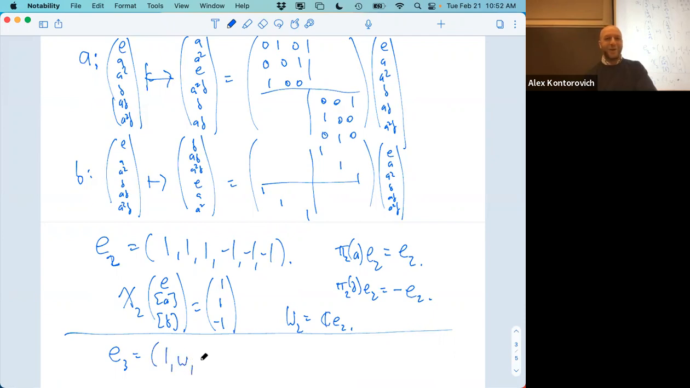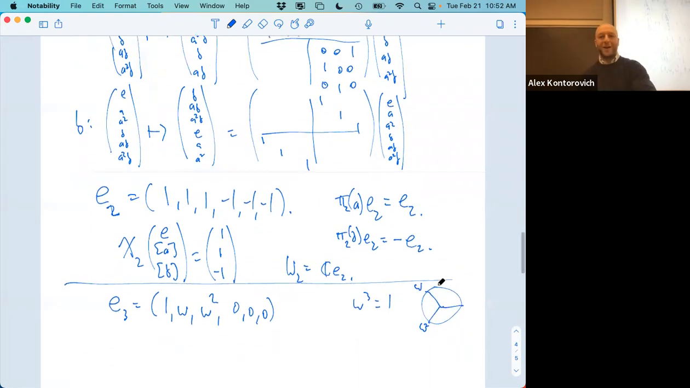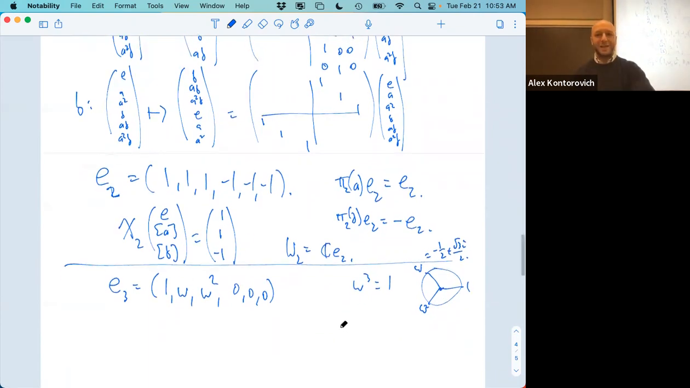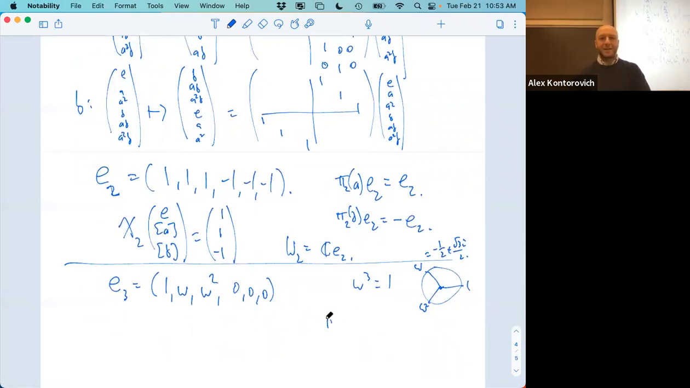Yeah, how about 1, omega, and omega squared, and then 0, 0, 0, where omega cubed is 1. So omega is a cube root of unity. There's omega squared. So omega is, what is this, -1/2 plus root 3i over 2? So the sum of these 3 roots is going to be 0. So this is orthogonal to both E2 and E1. What does pi 3 of A do to E3?